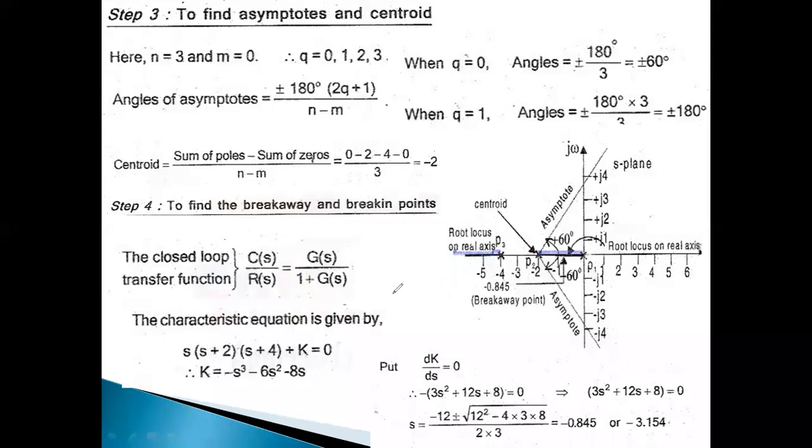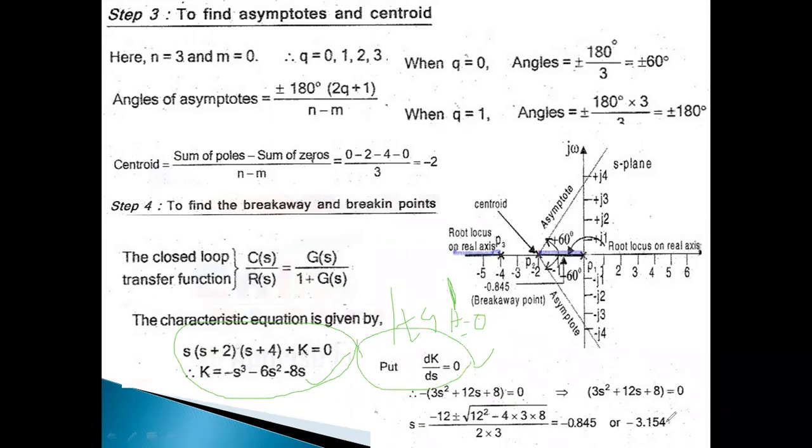Simply, 1 plus GH is equal to 0 is nothing but our characteristic equation, the denominator polynomial of this. Here H is equal to 1, a unit feedback system. So simply 1 plus GH is equal to 0, and you will get the characteristic equation. From this characteristic equation, K is equal to minus S cube minus 6S squared minus 8S. So dK by dS is equal to 0.